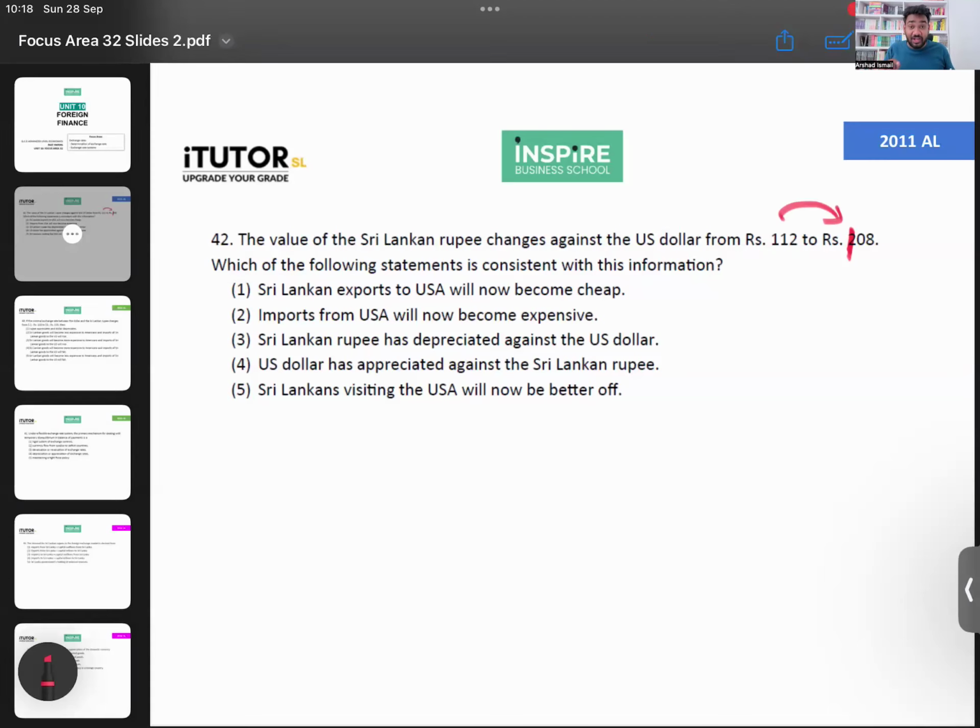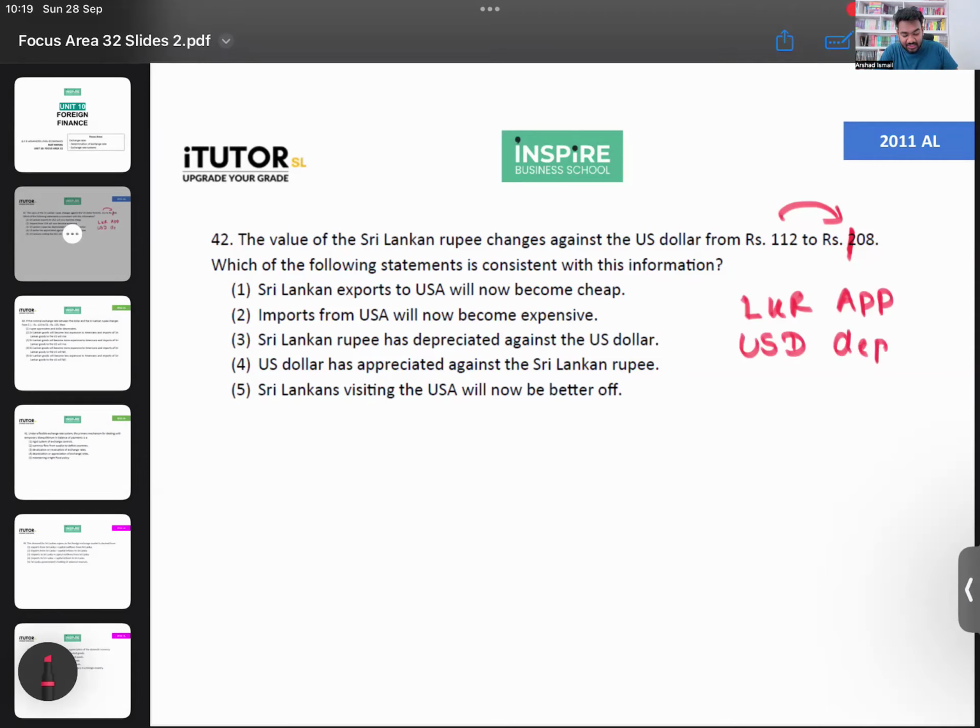So they're saying the value of the Sri Lankan rupee against the US dollar has changed from 112 to 108. Which of the following statements is consistent? Now, what has happened here? Has the Sri Lankan rupee appreciated or depreciated? Earlier, to buy a dollar, we had to pay 112 rupees. Now we can buy a dollar by paying 108 rupees. That means our rupee has become stronger. So the Sri Lankan rupee has appreciated. On the other side, the US dollar has depreciated.